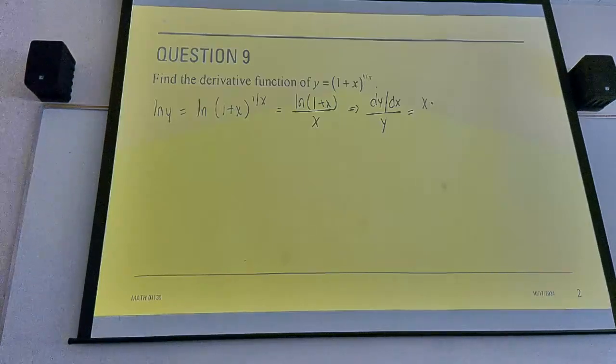Derivative of natural log of 1 plus x, just 1 over 1 plus x, right? Derivative of 1 plus x is just 1. So I'm going to write that simply as x over 1 plus x minus just log of 1 plus x. Right? Derivative of x is 1, all over x squared. Simplify.